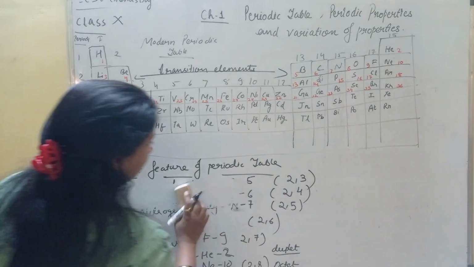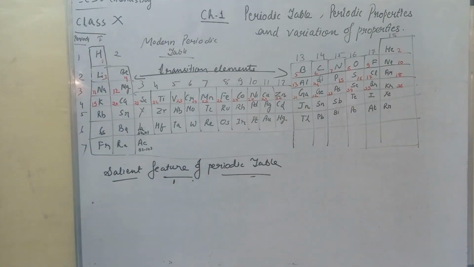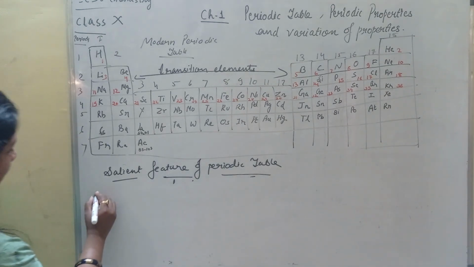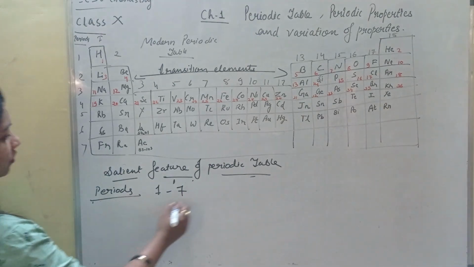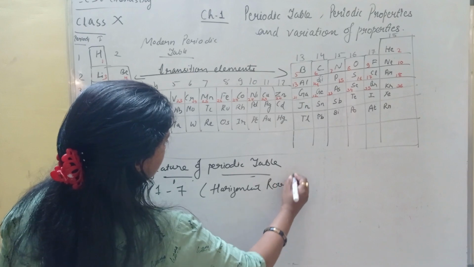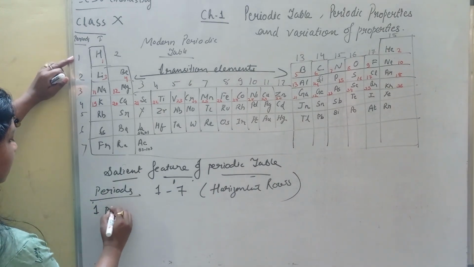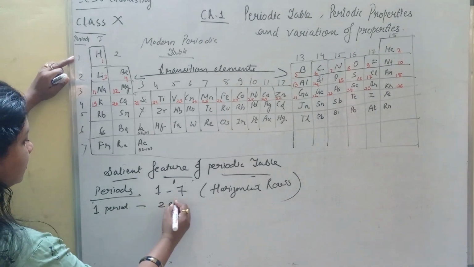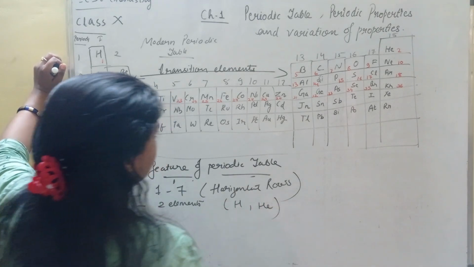Now we will come to periods. Periods 1 to 7 are horizontal rows. These horizontal rows starting from 1 to 7 are the periods. So you can see in the first period, how many elements are there? 2 elements. Hydrogen and helium.